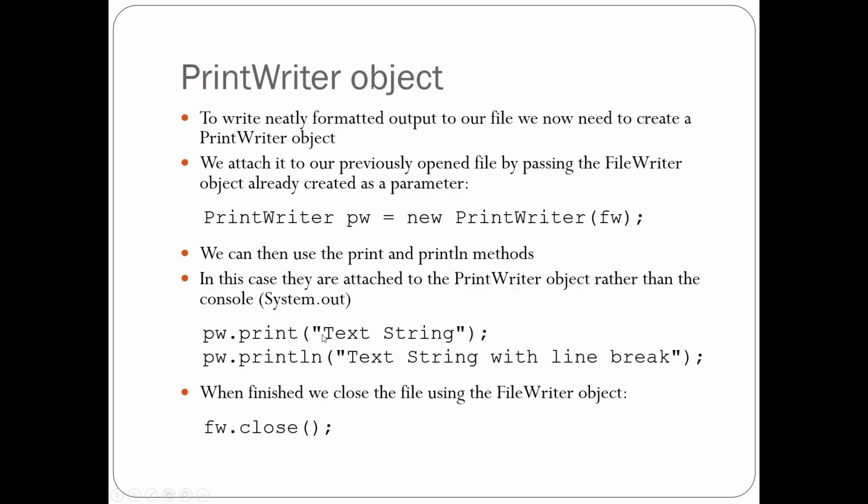Now remember, .print doesn't add the return or the carriage return onto the end of the string. pw.println will write a line of text to the file in the file writer object, but println will press return at the end and leave us writing on a clean line. When we've done all the printing that we want to do, we just close the file writer object, and then the file writer object just closes the file, and if we need to use it again, we'll have to open up a new file writer and print writer object.